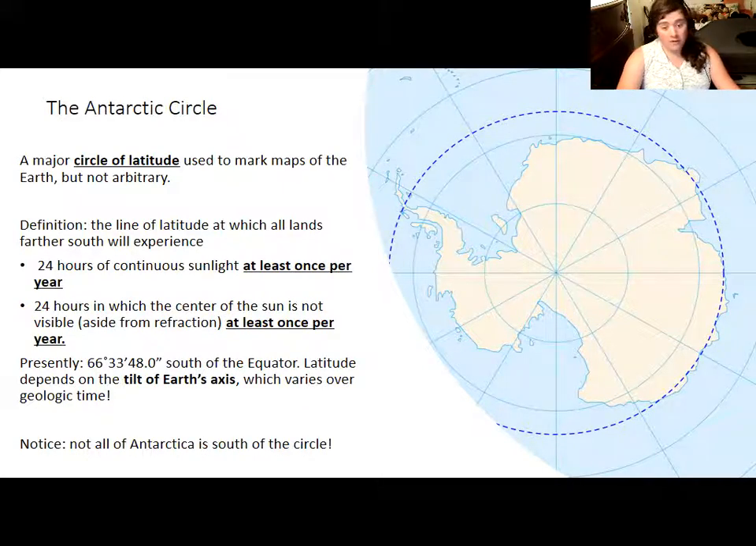And not all of Antarctica is actually south of the Antarctic Circle. A little bit of the peninsula and some stuff in the east is actually north of it. And this is one reason why the Antarctic Circle isn't always what people use to define what is Antarctica.